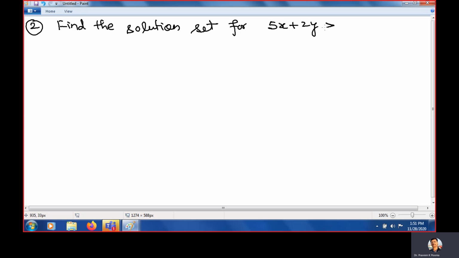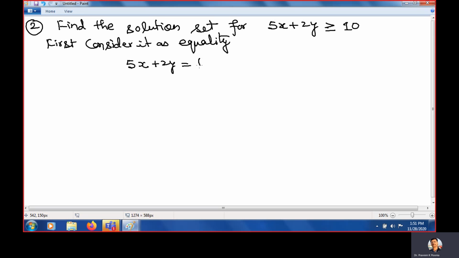And let us take an inequality question. Question number 2. Clear? Find the solution set of 5x plus 2y greater than or equal to 10. This is 5x plus 2y greater than or equal to 10. Okay, so what is the first point? First consider it as an equality. So it is 5x plus 2y equal to 10.